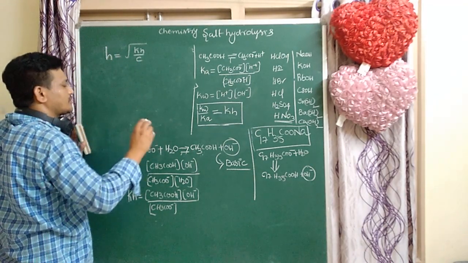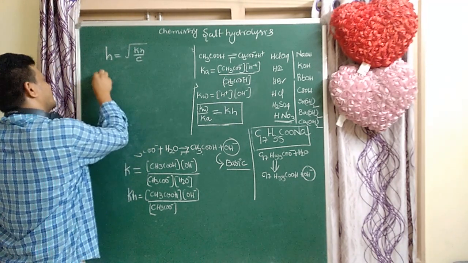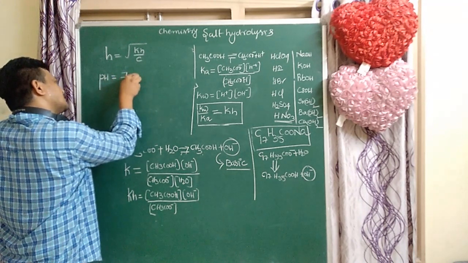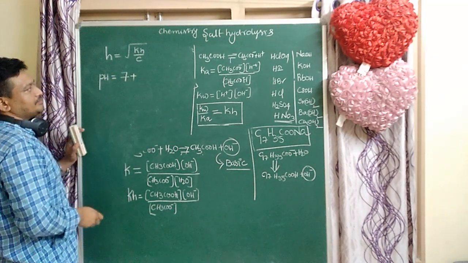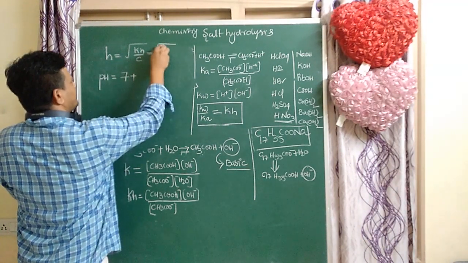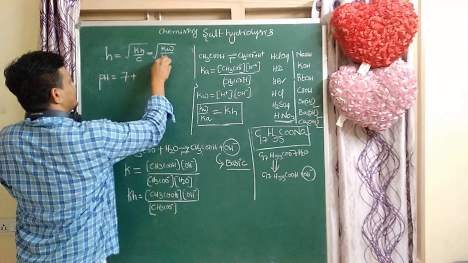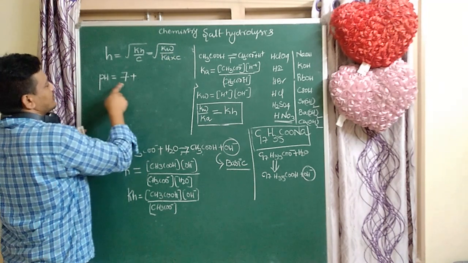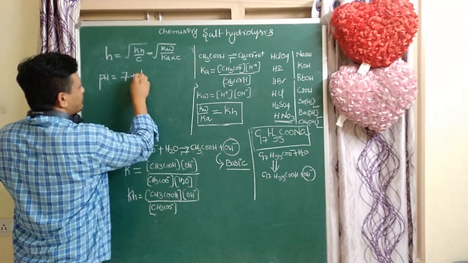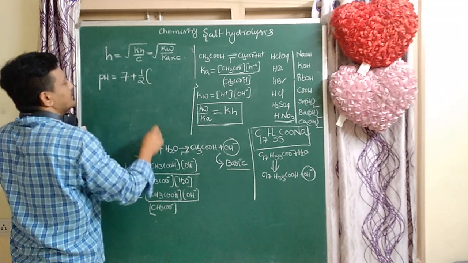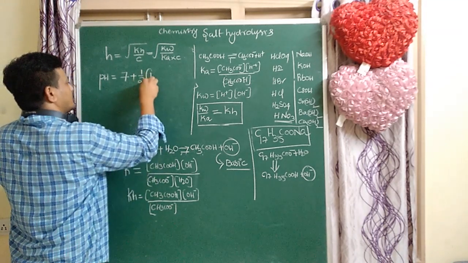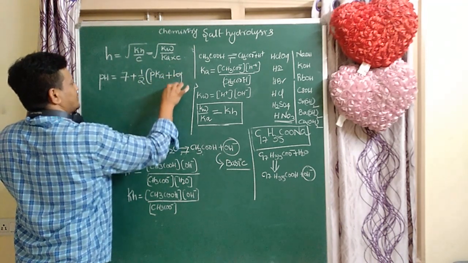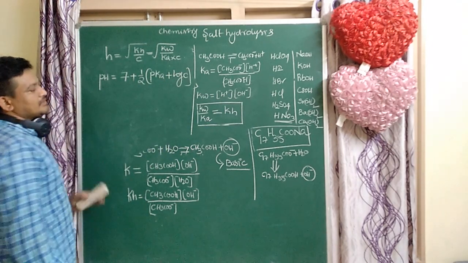So for this type of salts, how to calculate the pH? So pH is greater than 7 or less than 7? Greater than 7. 7 plus. Here h equal to square root of Kw by Ka into C. That is the formula of h for this type of salts. Here pH equal to 7 plus half into, so which one is weak? Acid is weak in this salt. So pKa plus log C. This is the formula of this type of salts.